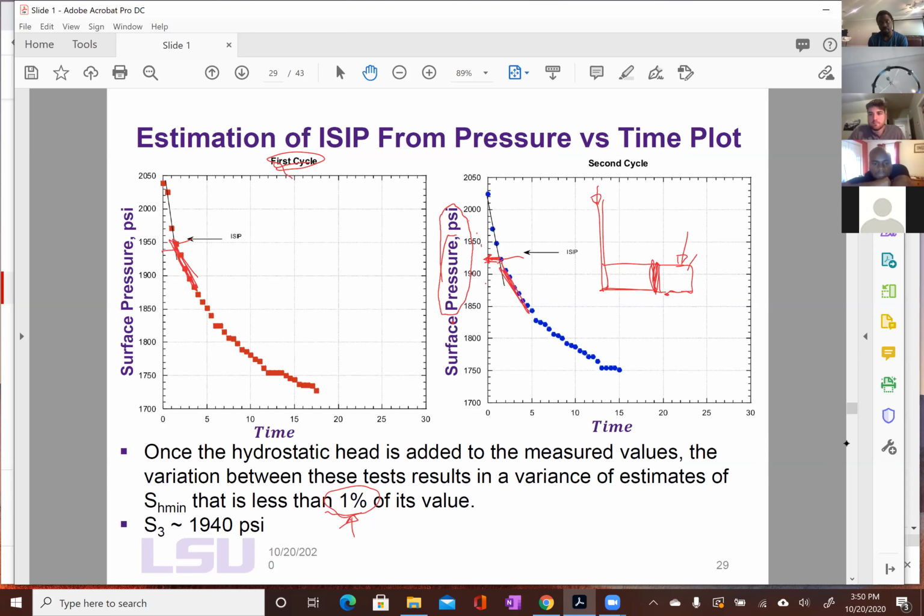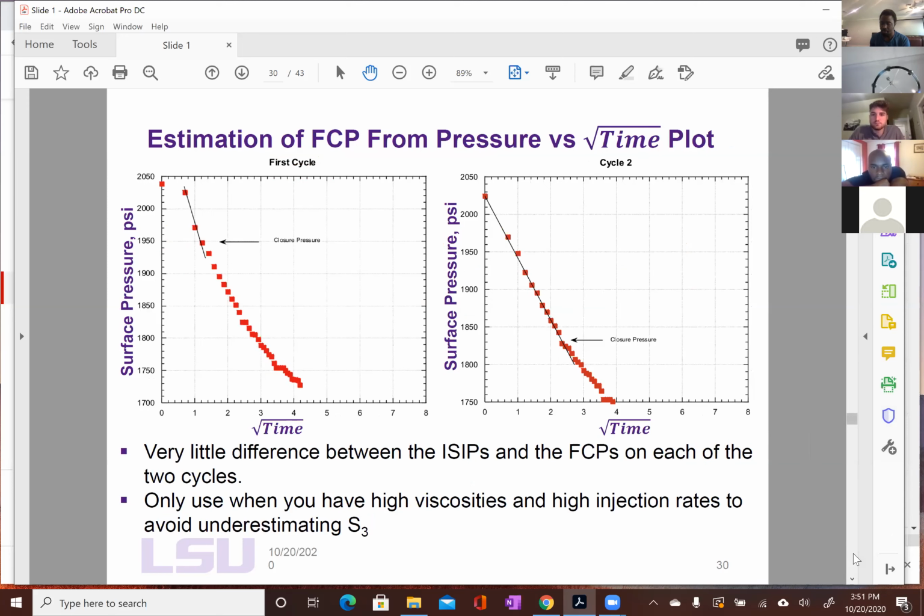Unless you have water in the well. If you have any more viscous substance like your mud, well, it is the weight of the hydraulic column. And you will add that to this to get your S3, because this is surface pressure. But S3, your stresses are absolute values. They are not surface values. And that was for ISIP, initial shut-in pressure.